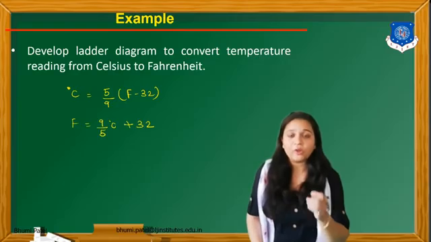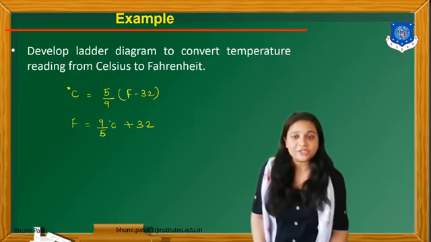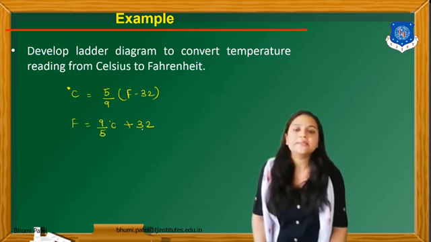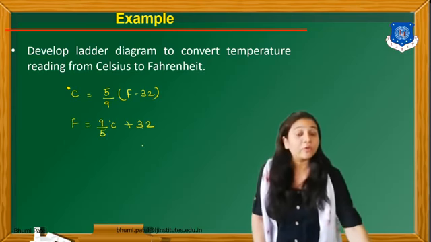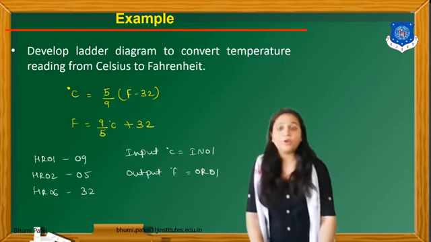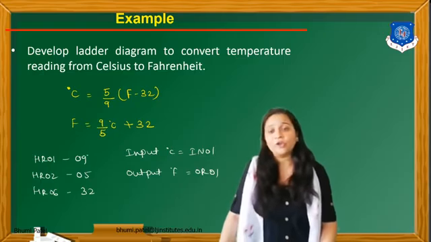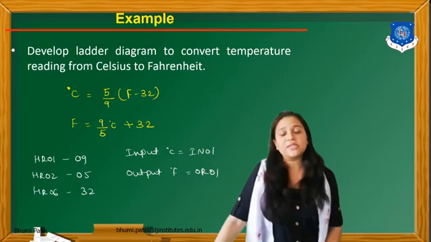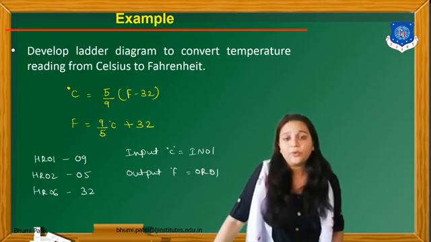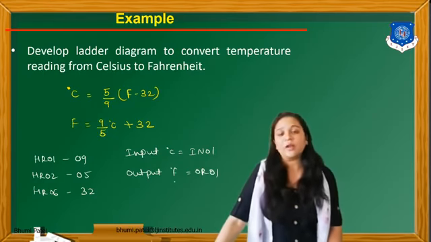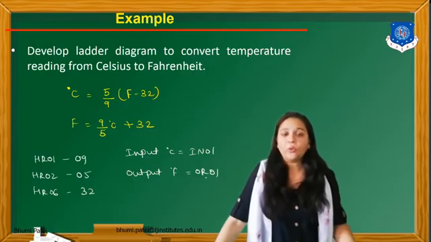So for this particular example, we have to use the division instruction, the multiplication instruction, and after that the addition instruction. For that we have to choose the particular operands. HR01 holds the value 9, HR02 holds the value 5, and HR06 holds 32. Here the input is in Celsius, indicated by IN01, and we have to measure in Fahrenheit. So the output becomes Fahrenheit, and it is indicated by OR01.